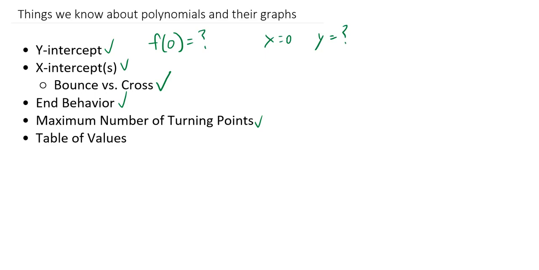And of course, if I'm trying to graph something, I always can make a table of values. I could always just plug in things for x and see what kind of y values I get, and then plot those as points and connect the dots. So let's dive in.